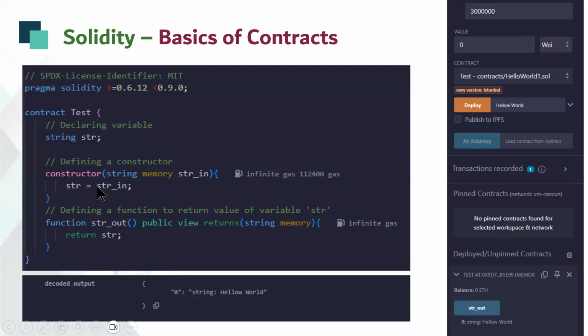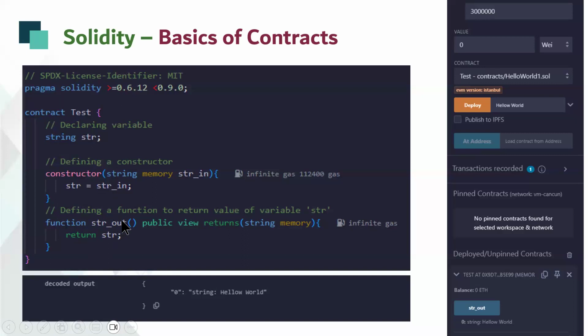About the str, this one equal strn, this line assigns the value of the constructor parameter strn to the state variable str. It sets the initial value of str during contract creation.